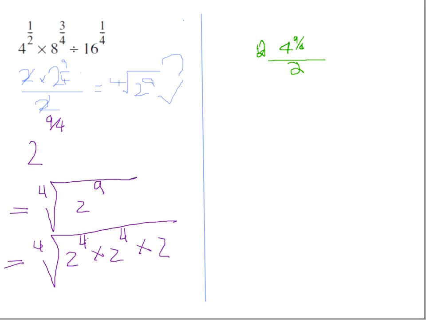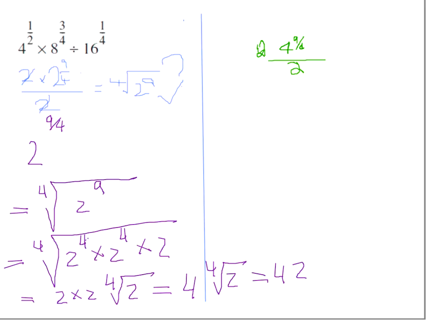So the answer will be equals 2 times 2 and 4th root of 2. So that equals 4 times 4th root of 2. Or you can write it as 4 times 2 to the power of quarter. But I prefer that answer.